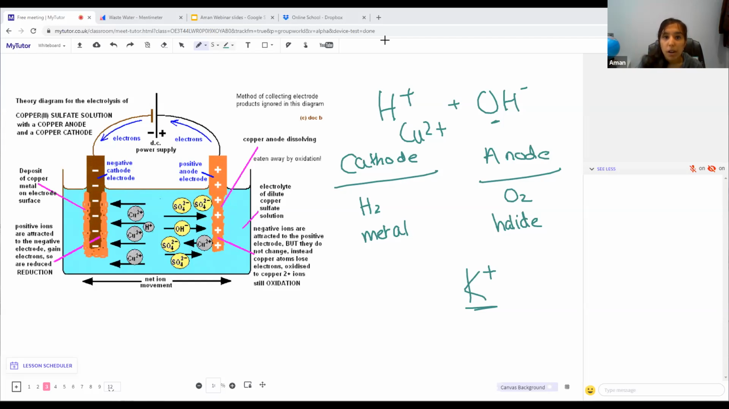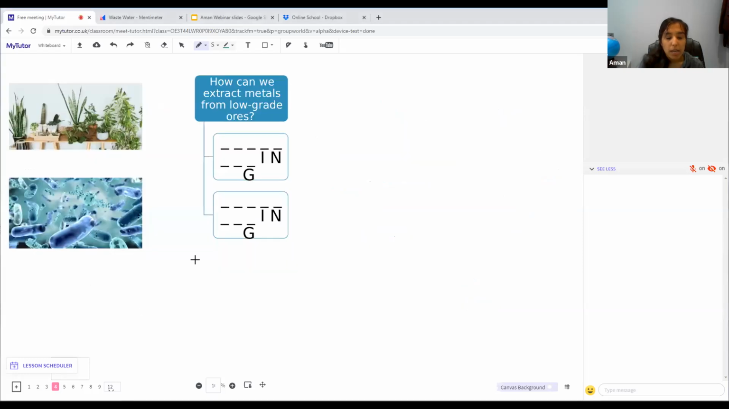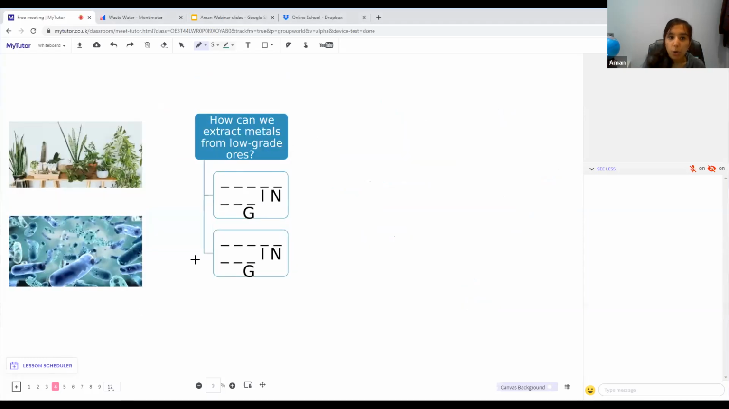Okay, great. So let's go on to the biological methods then. Does anyone know the names of the biological methods of extracting metals? There's two processes. The clue for the first one is in this picture, and the clue for the second one is in this picture over here. They both end in -ing. So any ideas? What are the names of the processes for biological extraction of metals?